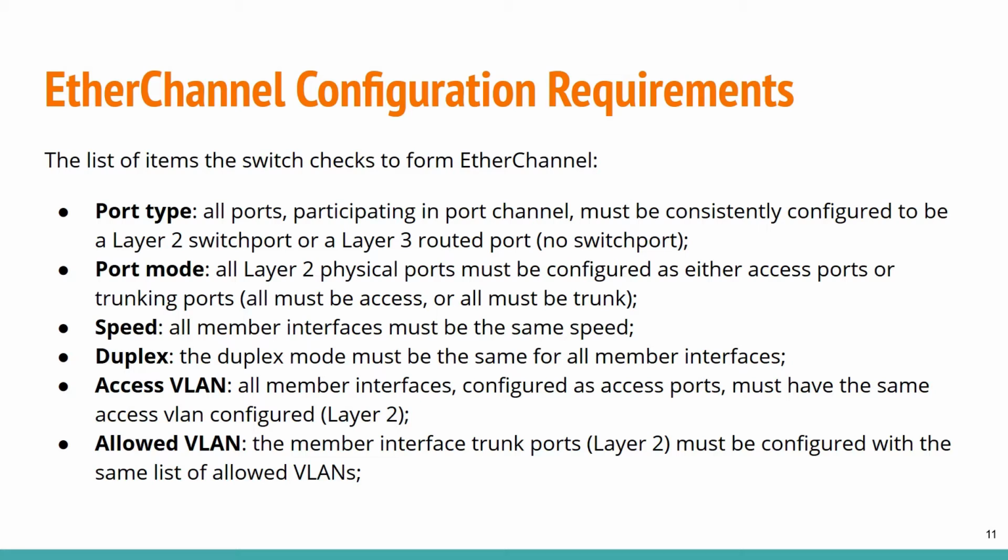Next one is speed. All member interfaces must be the same speed. Next one is duplex. The duplex mode must be the same for all member interfaces. Next one is access VLAN. All member interfaces configured as access ports must have the same access VLAN configured. This is for layer 2. Allowed VLANs. The member interface trunk ports, layer 2, must be configured with the same list of allowed VLANs.